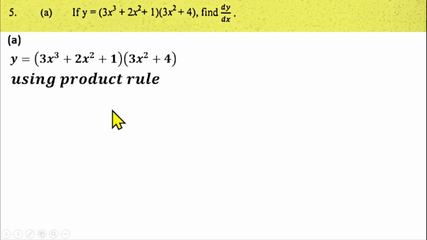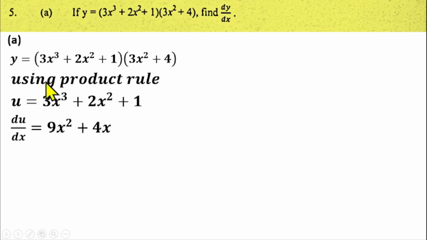So in the product rule, we call this bracket u, and we call this one v. So if our u is equal to what you're having in the bracket here, we can differentiate u with respect to s, and that gives us du/ds. So du/ds will be equal to 9s squared plus 4s. I believe you will know how we differentiate this. The 3 will come down, then 3 times 3 will give us 9, then you remove 1 from the power, which gives 2.